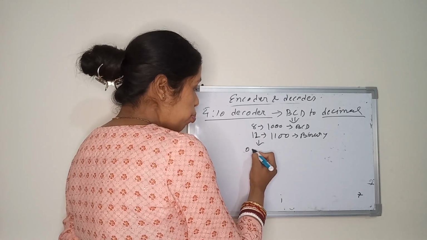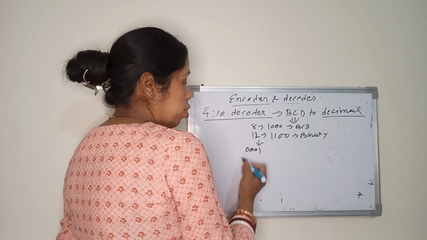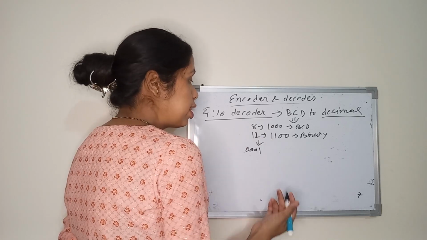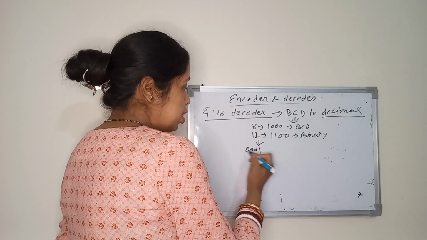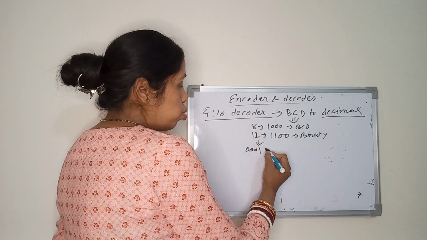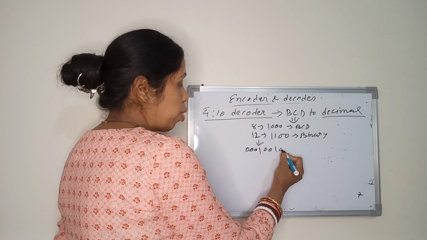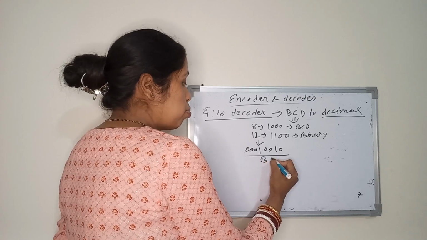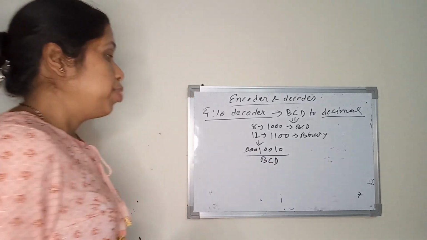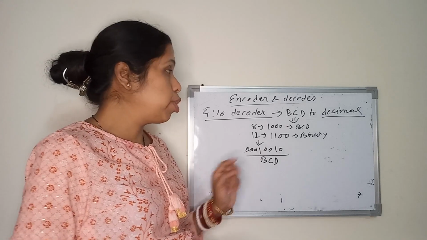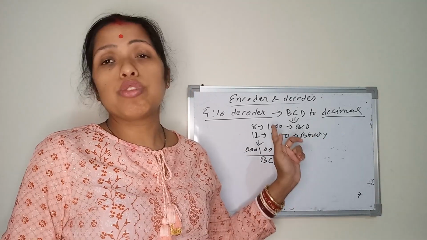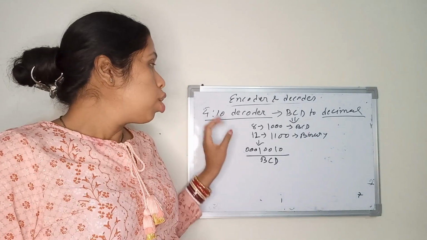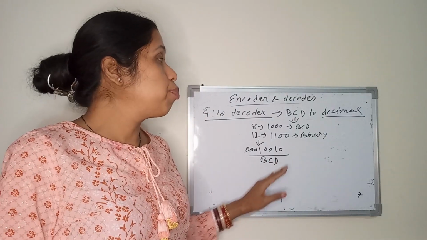So if you convert 1, it will be 0001. Each digit should contain a total of 4 binary digits, and if you convert 2, it will come to 0010. So this entire thing is the BCD number for 12. If you are giving the BCD number to the computer, then for human interpretation you need the decimal number from the BCD. So how can you convert the BCD number to the decimal number?